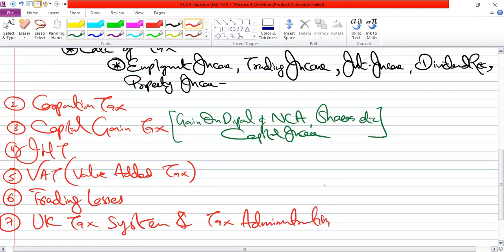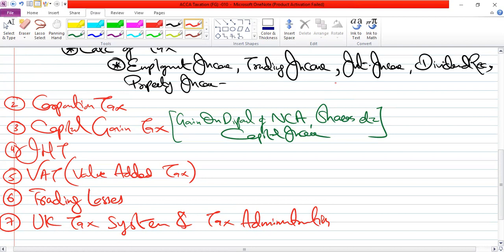Last but not least are some theoretical areas, which are the UK tax system and tax administration. How to pay tax, what is the due date for tax, and if we delay the tax, what is going to happen, how much fine, how much penalty the government is going to impose on us. All these things we are going to discuss in tax administration, separately for companies and separately for individuals. Got my point?